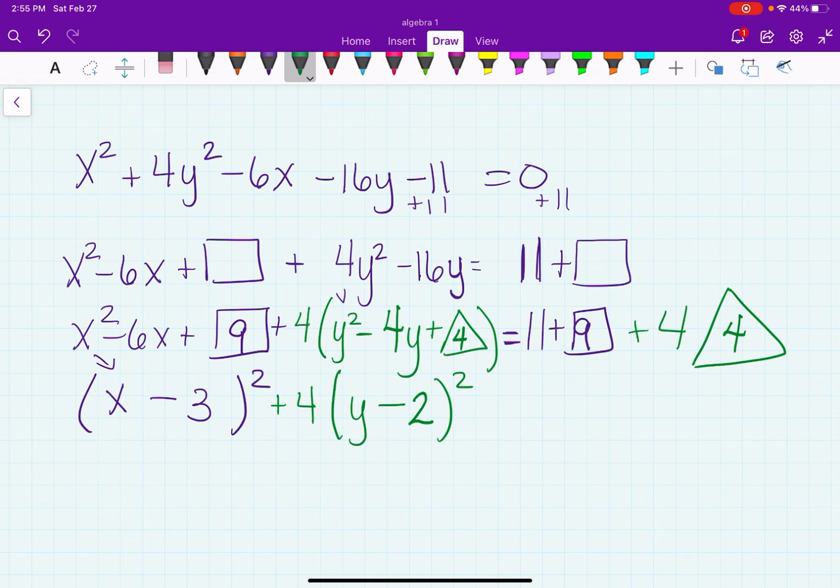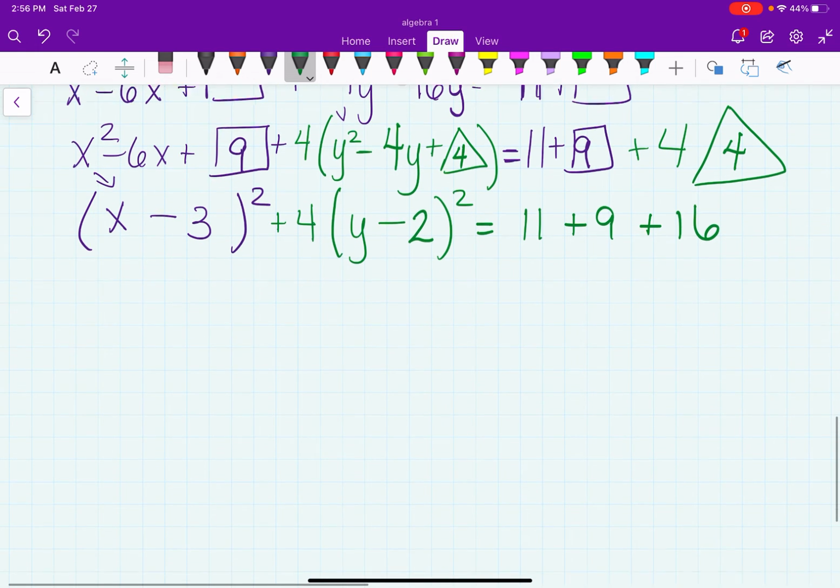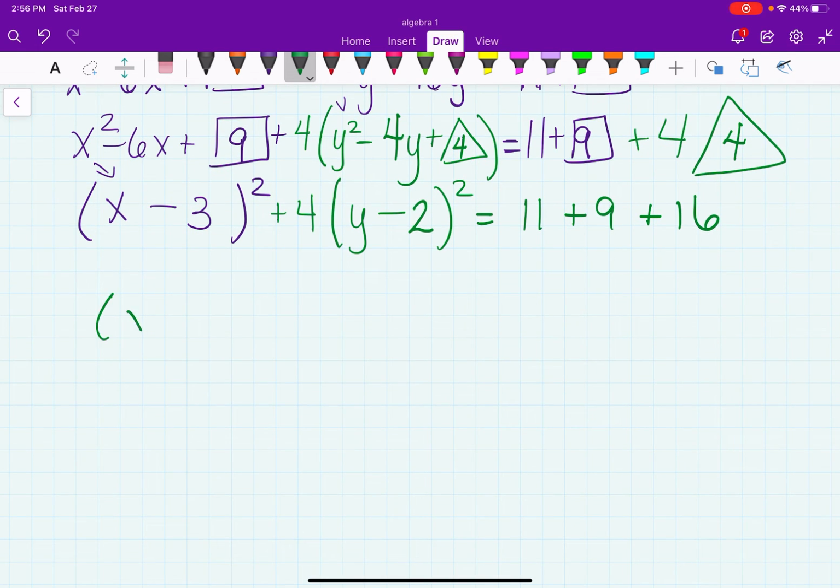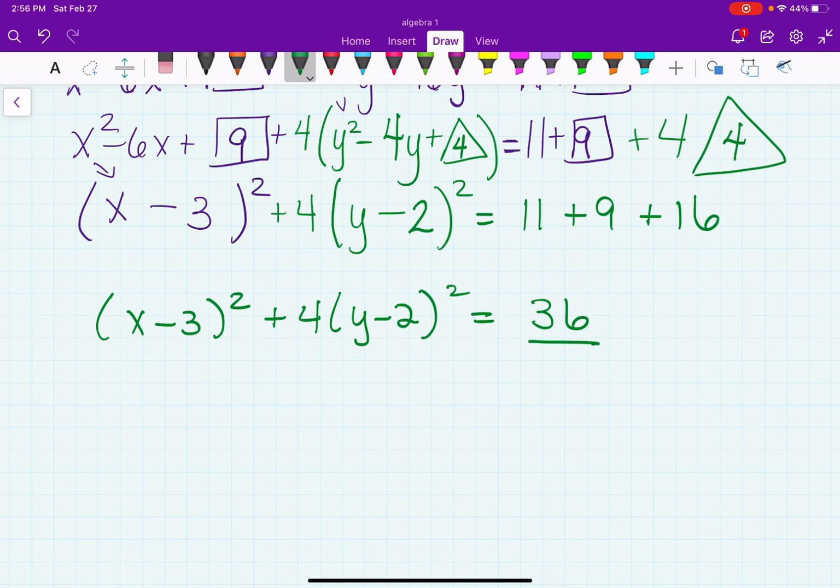Okay? So what does that mean I have on the right side? I really have 11 plus 9 plus 16 is what I have over here. All right, so let's see what's going on here. I have x minus 3 squared plus 4 times y minus 2 squared. And over here, I have 36. Now remember, you have to have a 1 if we're graphing an ellipse. So that means we need to divide this by 36 to make that a 1, but whatever I do to one side, I have to do to the other. And these are my 2 chunks.